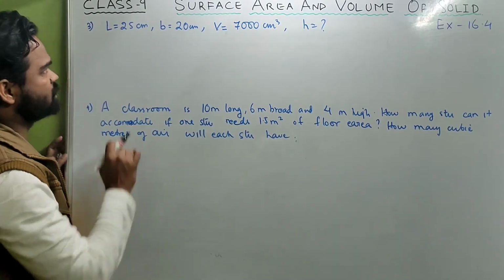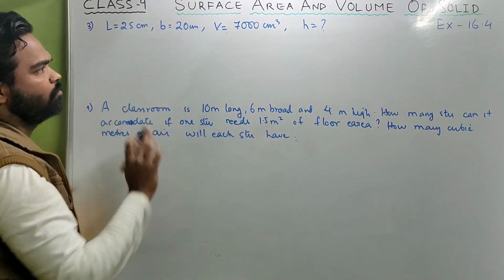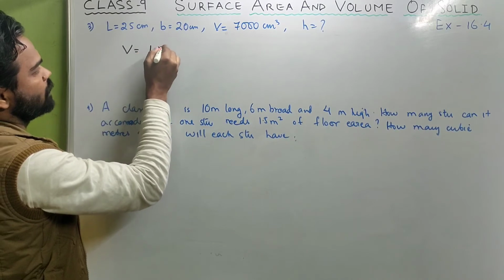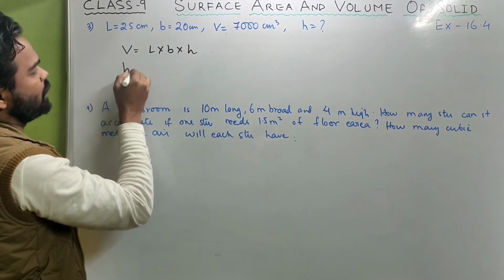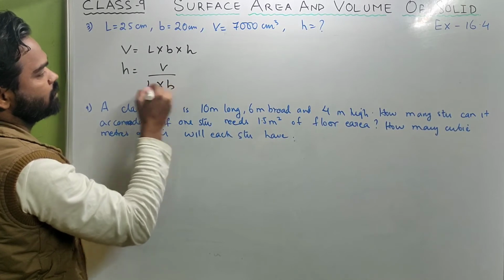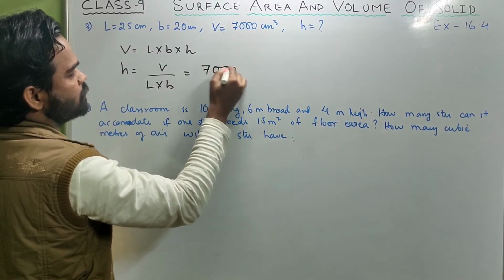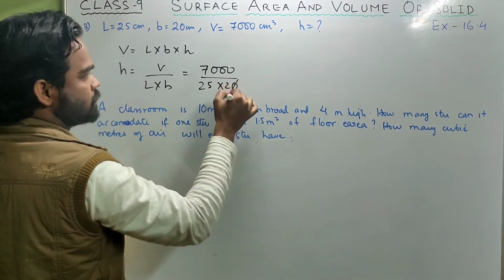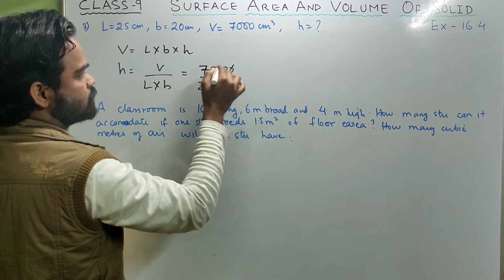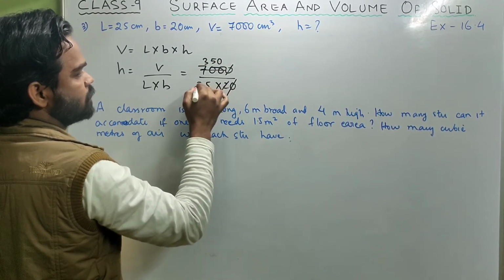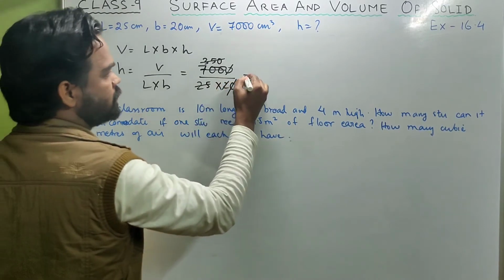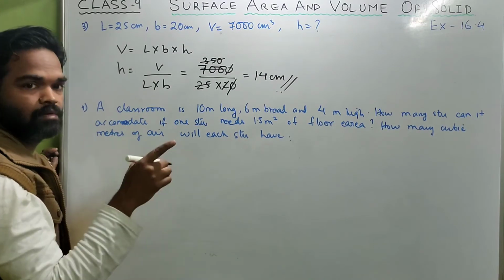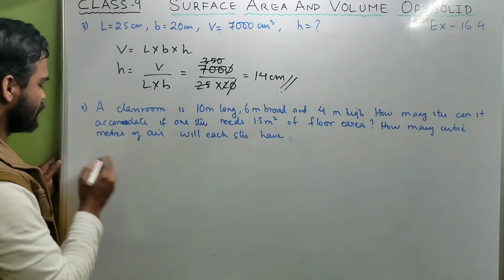Now look at number 3. Pretty easy. The length, breadth and volume of a cuboid is given. You need to find the height. Very easy. We know volume equals length multiplied by breadth multiplied by height. So height will be volume by L into B. It will be 7,000 by L into B, that's 25 multiplied by 20. So the height will be 14 centimeter. Pretty easy.